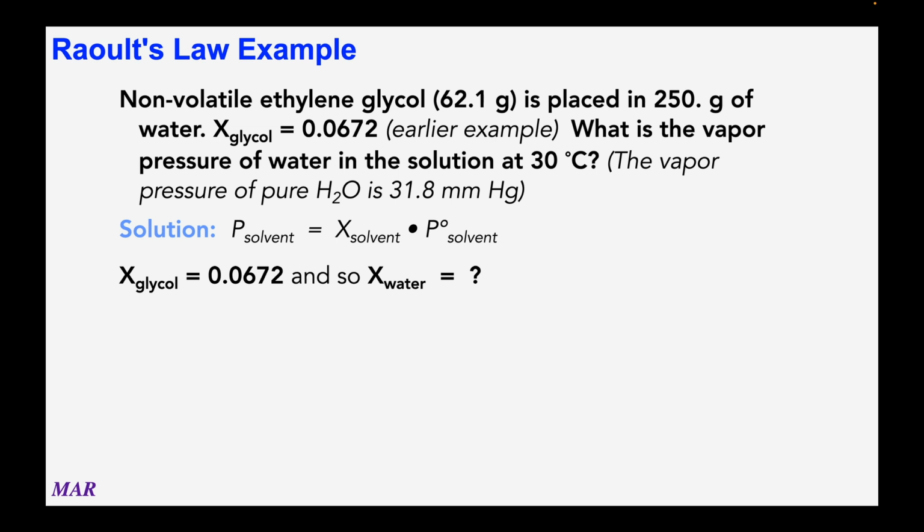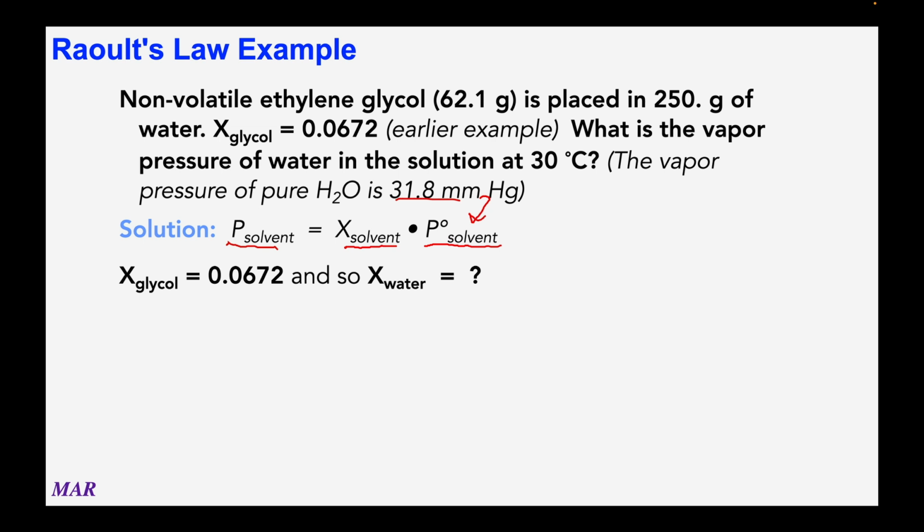So to figure this out, we need to figure out P solvent. That's going to be the vapor pressure of water in the solution. And that's going to equal mole fraction of solvent times vapor pressure of pure solvent. And 31.8 is P0 solvent. All right, that's the vapor pressure of the pure solvent. The answer we're going to calculate will probably be a number less than 31.8. So that's another kind of cool thing to keep in mind. Earlier, we calculated the mole fraction of the ethylene glycol, 0.0672, and we want the mole fraction of the water. Now, you could take moles of water and divide it by moles of ethylene glycol plus moles of water.